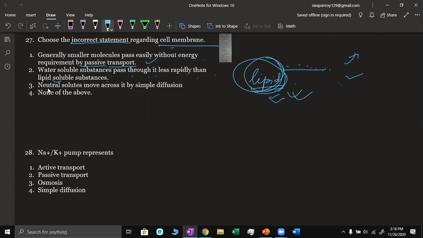Lipid soluble neutral solids are those which are not charged, and they can move by simple diffusion. So all of these three are correct. So no statement is incorrect. None of the above is incorrect.